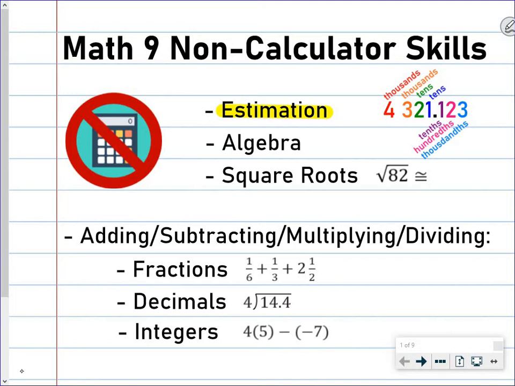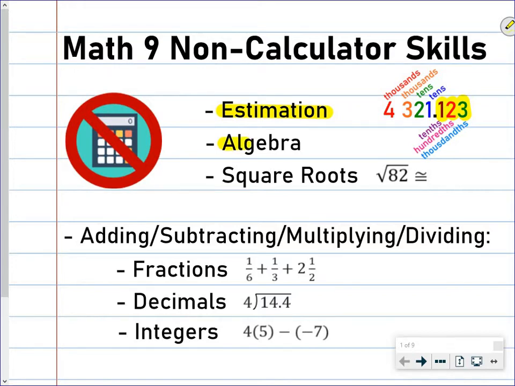Hello everyone. Today we're going to be going over some non-calculator skills for this year. So a few things you need to know. Estimation. With regard to estimation, if you are asked to round something to the nearest tenth or hundredth or thousandth, you should know what that means so you can round your answer appropriately.